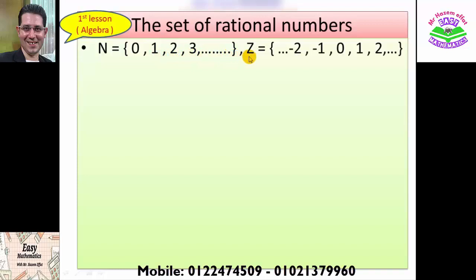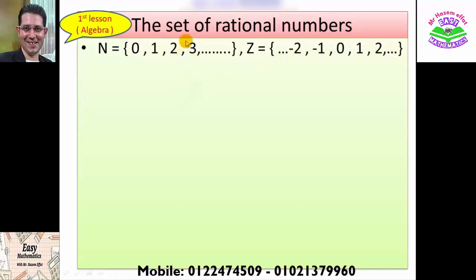And also we have studied before the set of integer numbers, which is abbreviated as capital Z, equals, in the middle here it will be 0, and the right side will be 1, 2, and so on. To the left side it will be -1, -2, and so on.